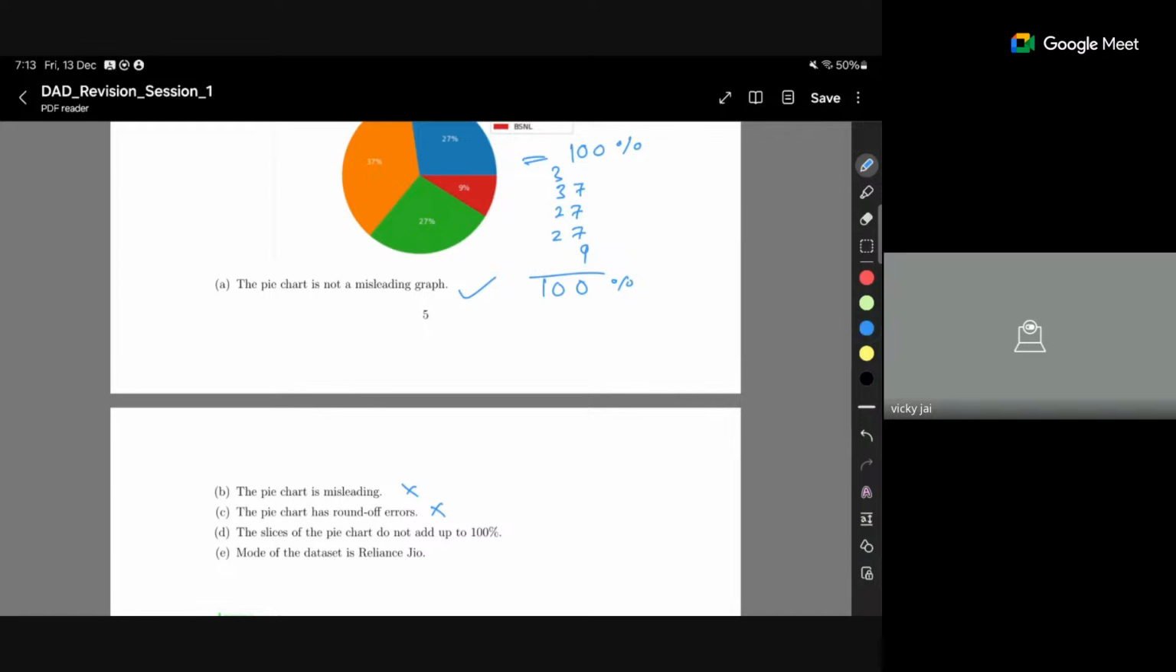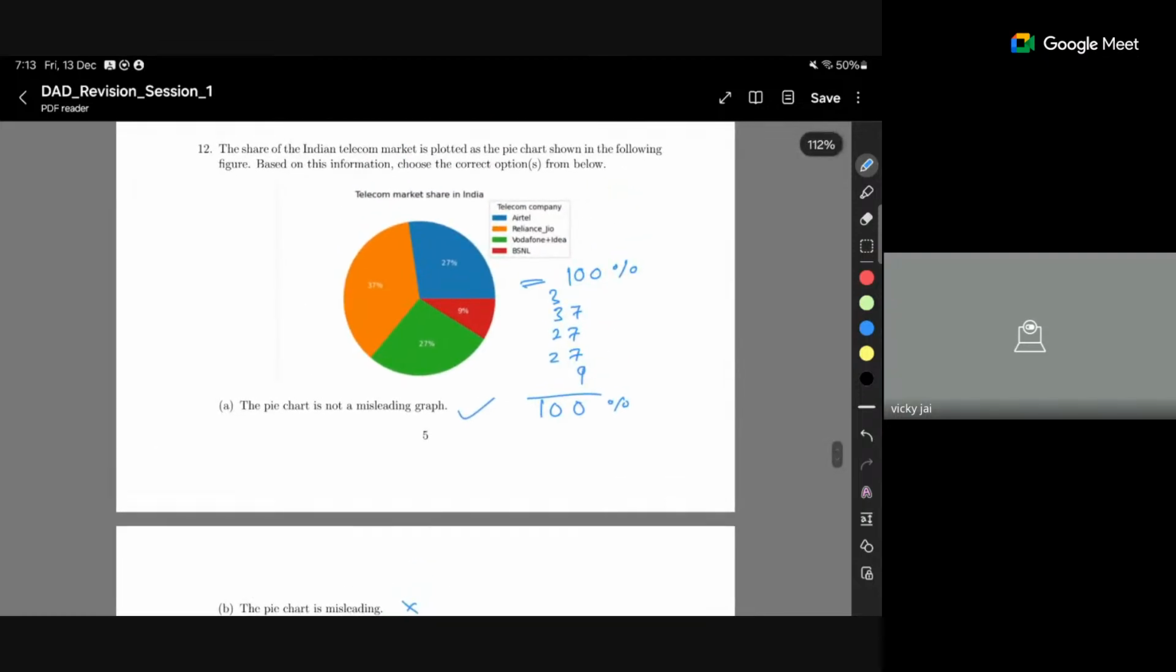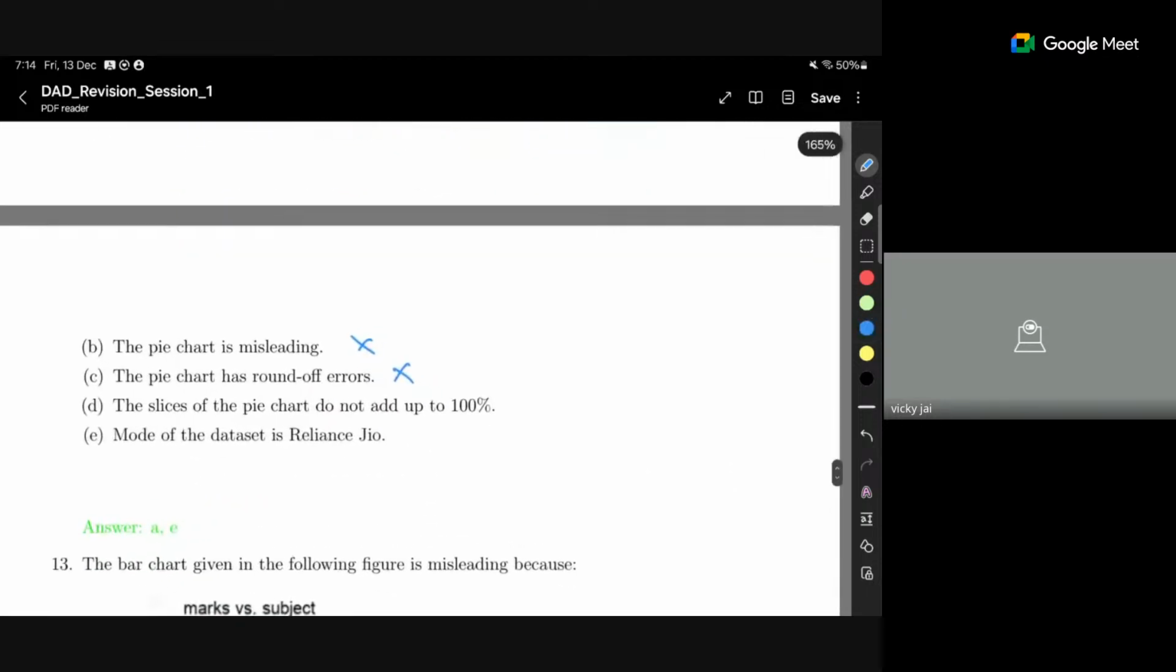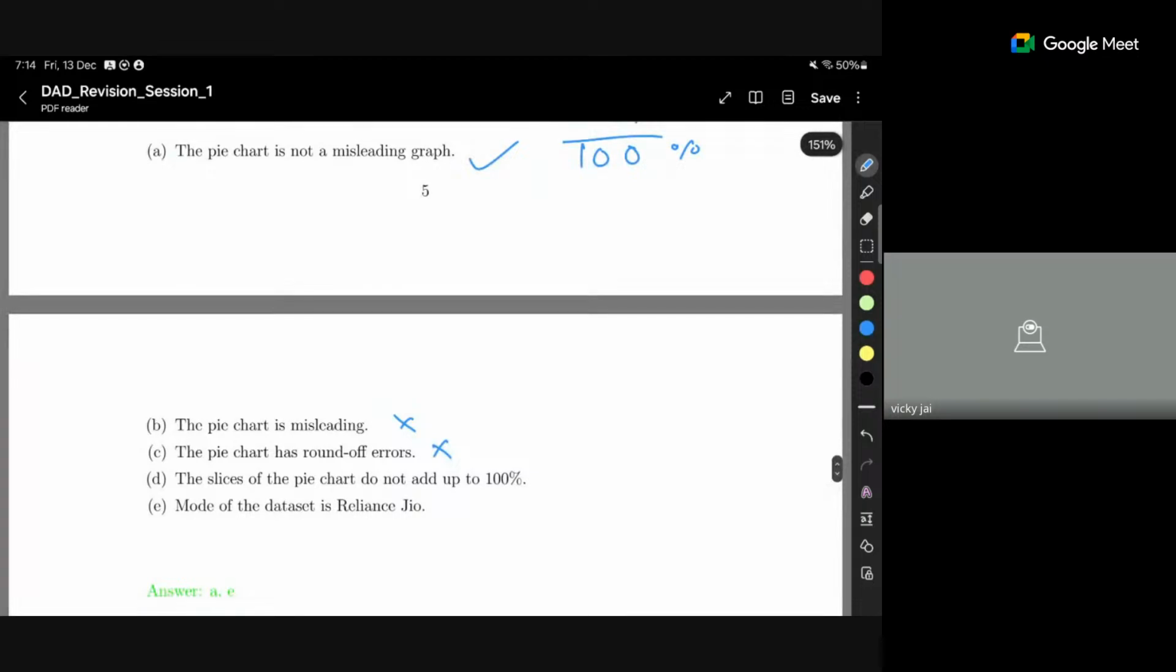Round-off errors mean that generally here the pie chart comes out correct, like integers, right? But sometimes the pie chart comes out as 25.55%, 30.20%. In those cases, it still has to be 100%. Otherwise, sometimes if you remove these portions, just 25, 30, and all, you'll see that maybe 1% is missing. Something like that could happen. But round-off errors are not there because we have integers only. The slices of the pie chart do not add up to 100%? It does add up to 100%.